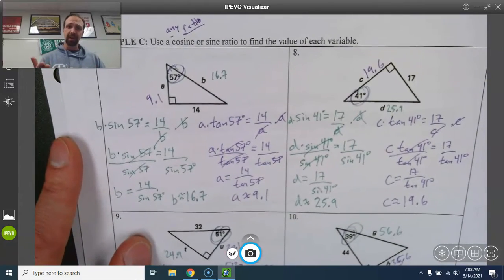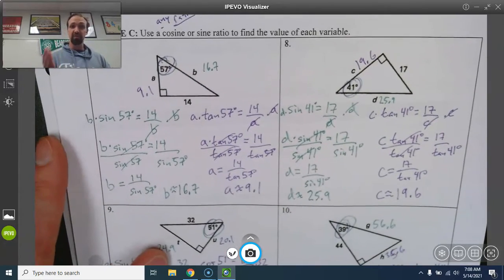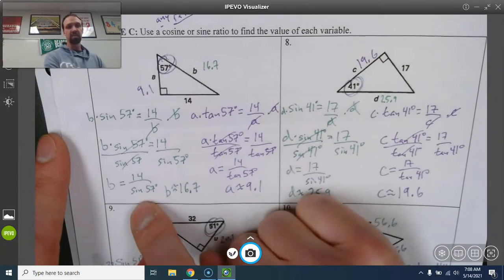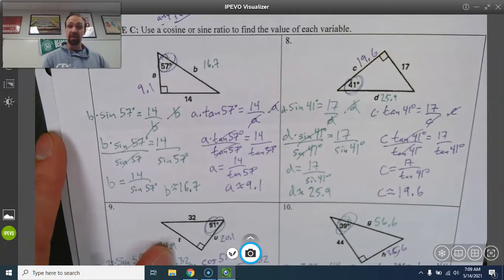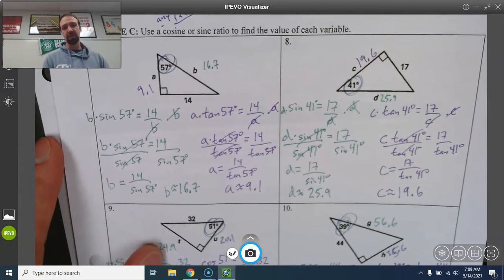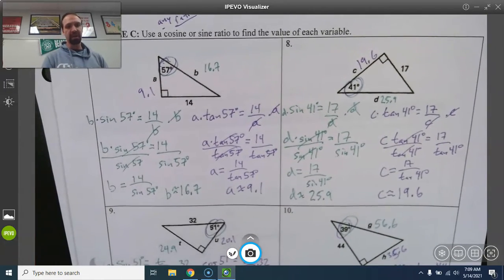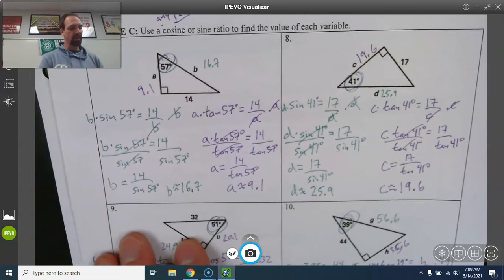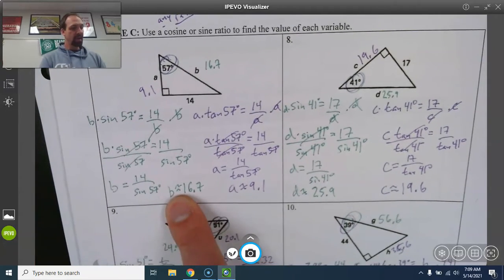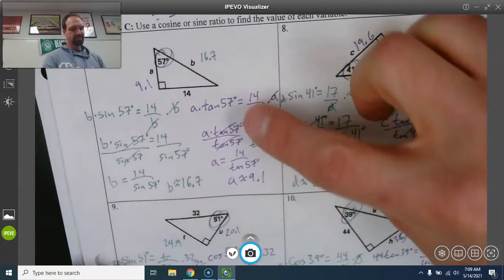When you put this in your calculator, make sure you use parentheses and make sure you close the parentheses. So when you put sine of 57, you'll get an open parenthesis. Make sure you close it after you do 57. Also make sure your calculator is in degrees. It'll say DEG at the top. So that gives me my value for b.